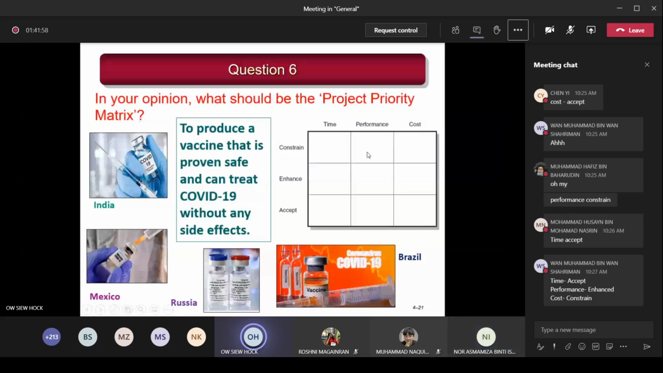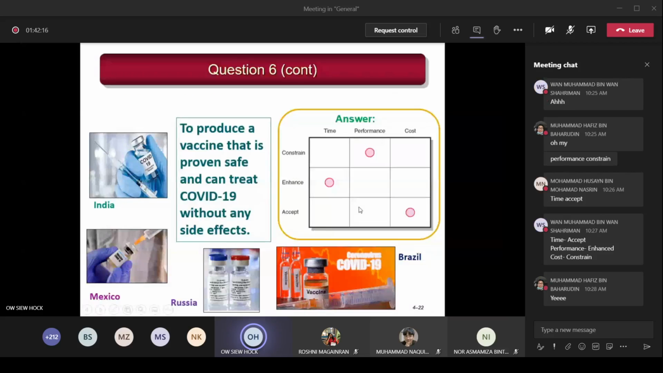Enhance. Yeah, time enhanced. And then cost? Yeah. Okay. Yeah, that's why it depends how you interpret. You see, this one is the performance constraint because it makes sure that it is safe and there's no side effect. You see, constraint, you must do this, achieve this, at least. So the component is constraint now.